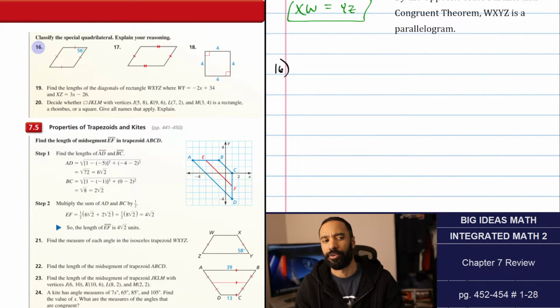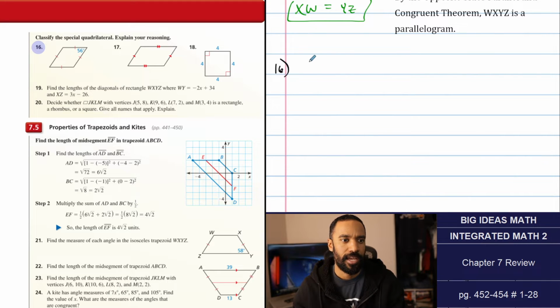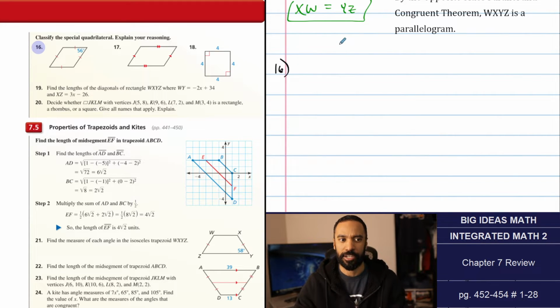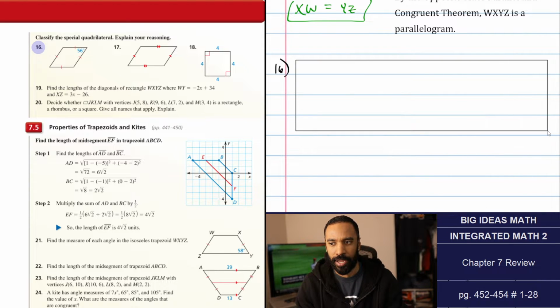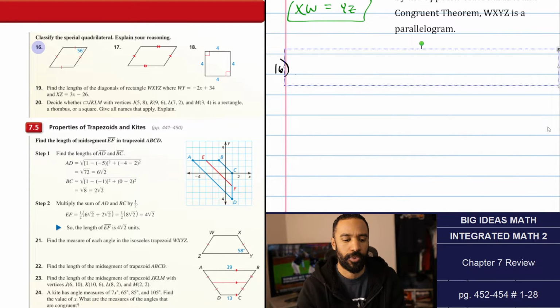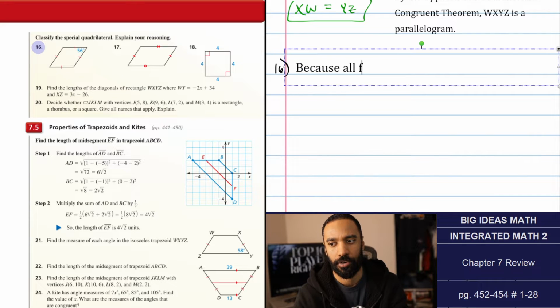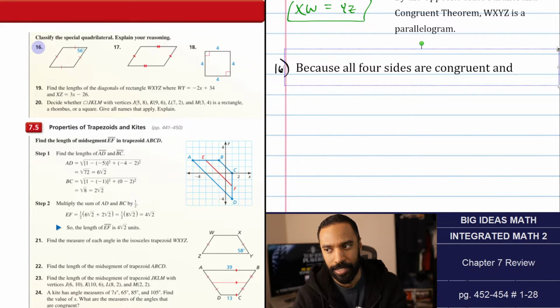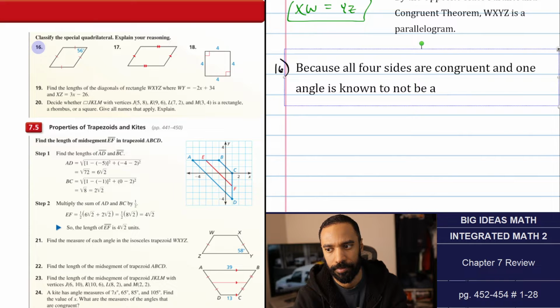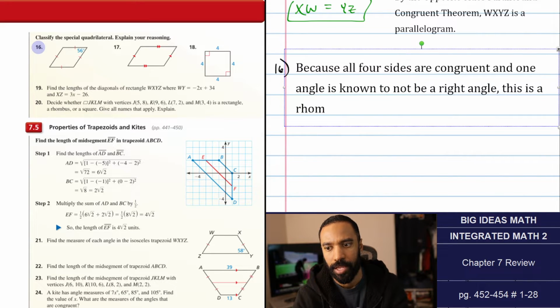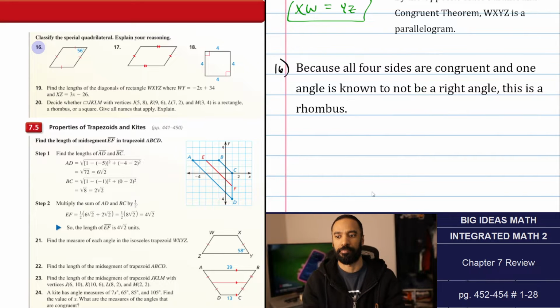Classify the special quadrilateral. Explain your reasoning on number 16. The 56 degrees isn't really saying much to me, except saying that it's not a square, because it's not a 90-degree angle, but all 4 sides are congruent. This is a rhombus, because all 4 sides are congruent, and one angle is known to not be a right angle. This is a rhombus.